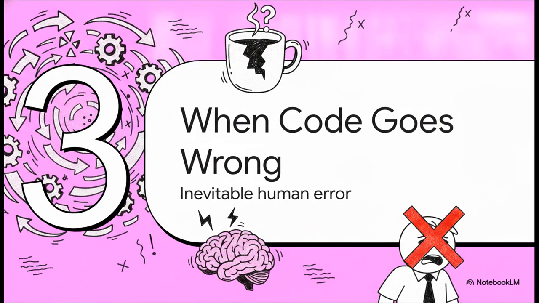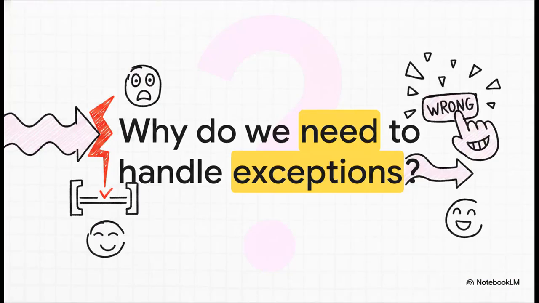All right, part 3, when code goes wrong. We are diving into the inevitable human error. Now what's really interesting about this slide is the core question it asks: why do we need to handle exceptions? We know Java can listen perfectly to our physical commands, but what happens when the human giving those commands makes a massive mistake? In programming, an exception is basically just an unwanted event that completely disrupts the normal flow of our program.